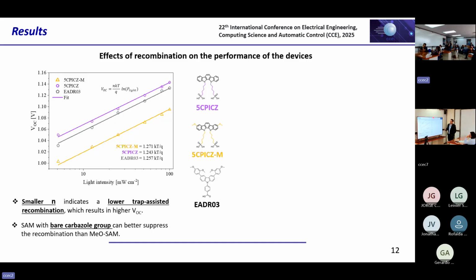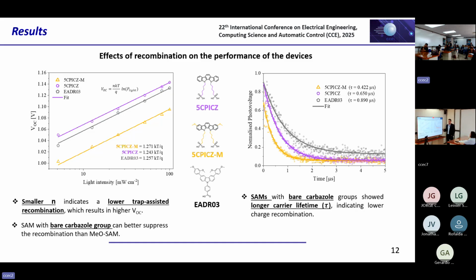In principle, the ideality factor should be between 1 and 2. The ideal should be closer to 1, and this represents that you don't have any kind of recombination. But in this case, we have values around 1.2 for all of them. They are very similar. But we observe that the sample with the SAM without the methoxy group has the lowest values. This means we have lower trap assisted recombination.